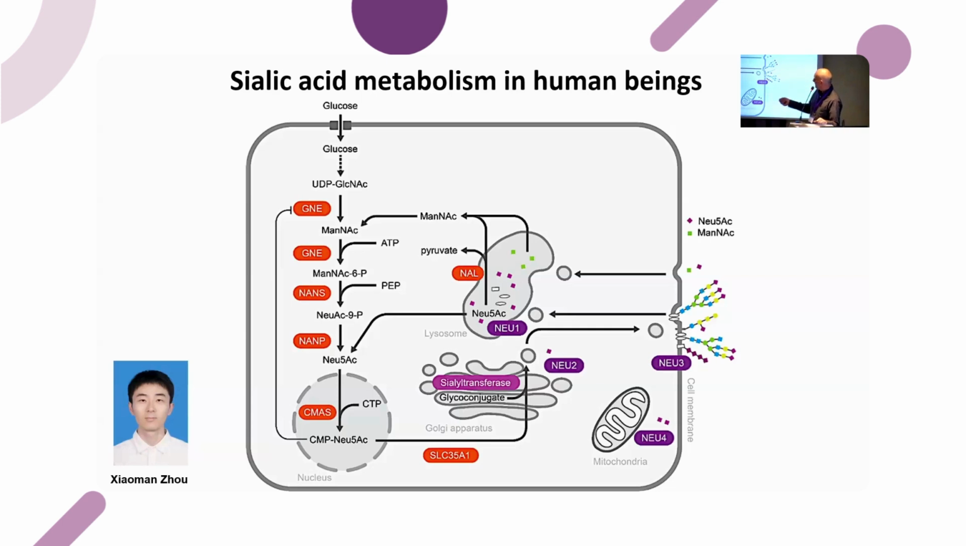One important point, to which I will come later, is that we have a feedback inhibition by the activated sialic acid, so by CMP-sialic acid, on the GNE. So this here is, of course, the GNE. It catalyzes two reactions, the epimerization and the phosphorylation of ManNAc. And this is a feedback inhibition.